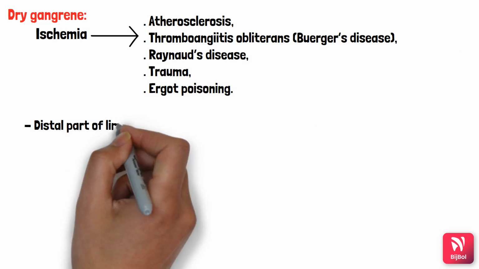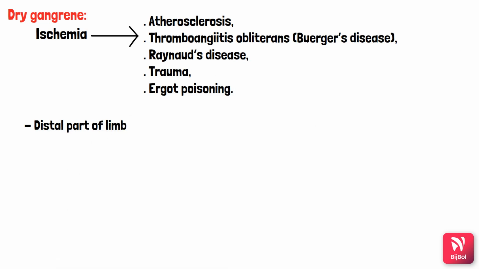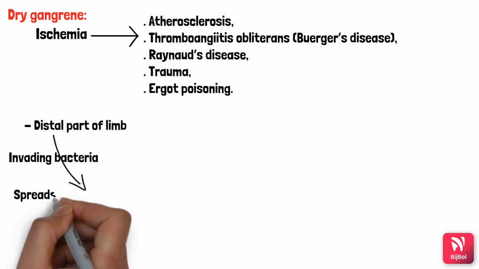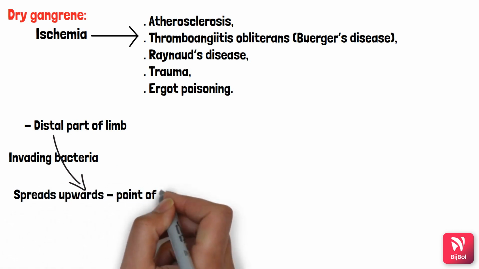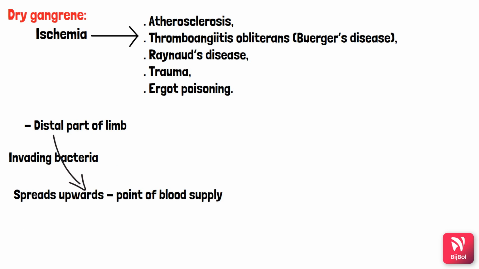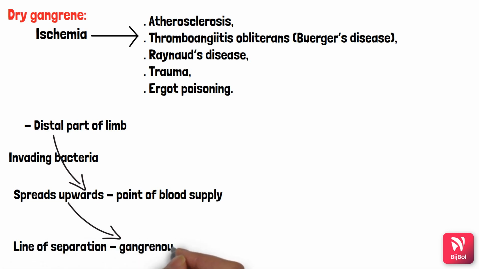The most common area where dry gangrene occurs is the distal part of the limb. As it is farthest from the blood supply, the invading bacteria find it really hard to grow, so they spread slowly upwards, up to the point of blood supply. So when you see a dry gangrene area, there will be a line of demarcation, or line of separation, between the gangrenous part and the viable part. Why, you will know later.